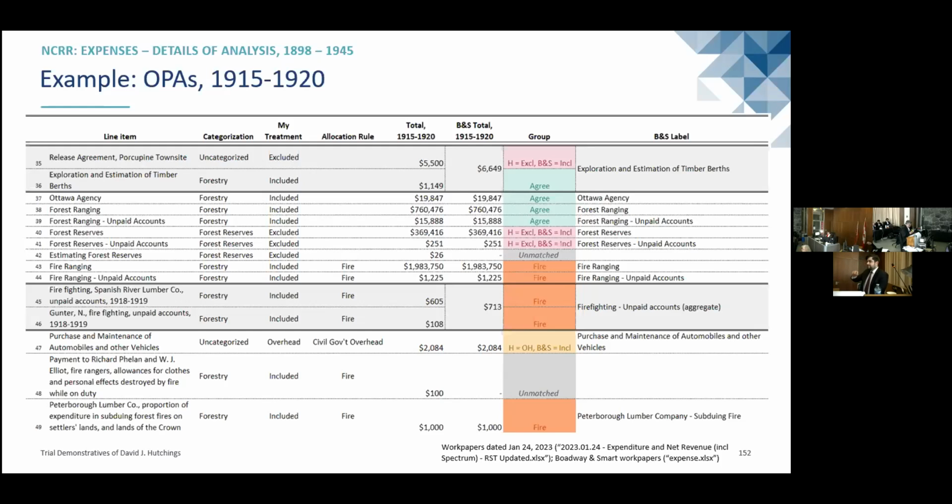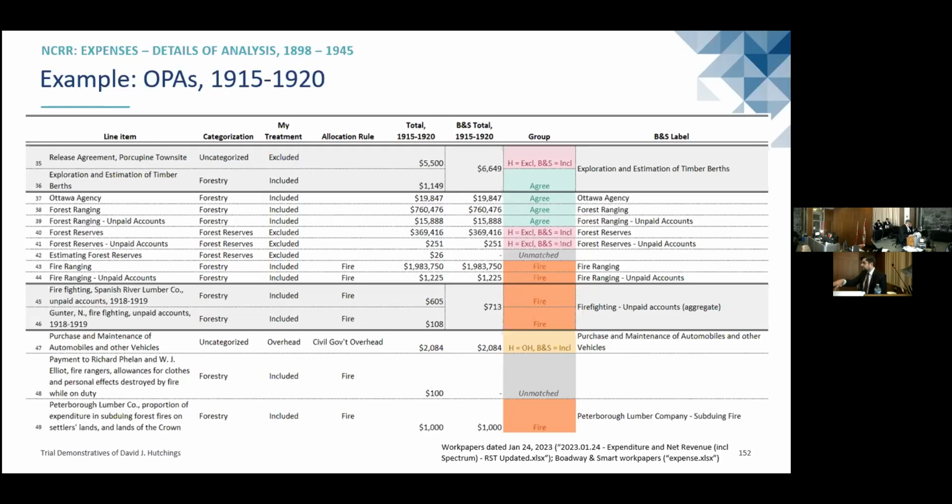And see, I have those two rows kind of becoming one in Professor Bodwin's and Smart's data. There's one item for $6,649. And we can go through a matching exercise also based on the label, exploration and estimation of timber berths. So given your number, exploration and estimation of timber berths, or their description rather, matches mine, I can match the 1,149 of that 6,649. And the only way to come up with the other 5,500 is this other line item, release agreement, Porcupine Town Site.